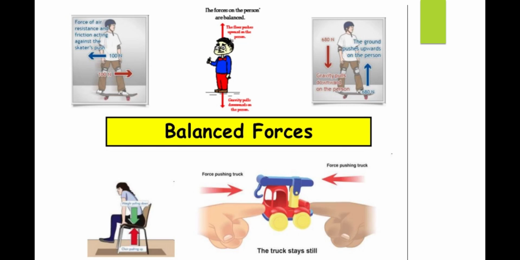And so we have these pictures describing balanced forces. Okay, skateboarder. Air resistance and friction are acting against him, in both directions: the air resistance this way and him moving that way, and also gravity pulling down, and the ground pushing up on him.